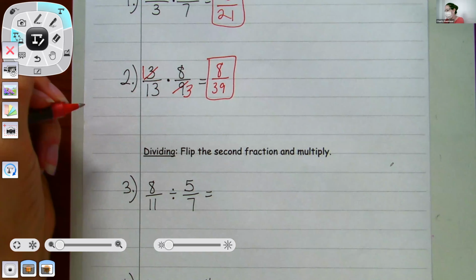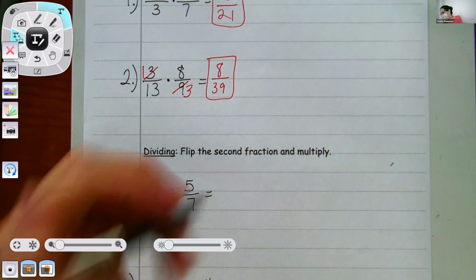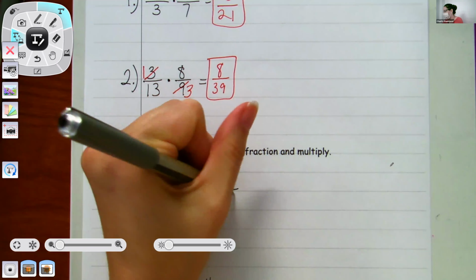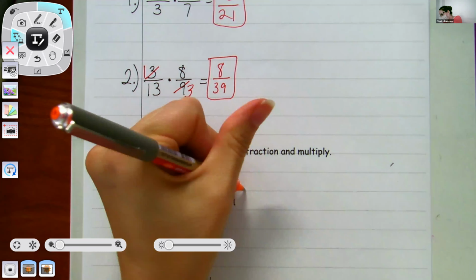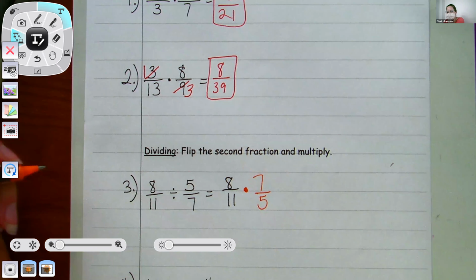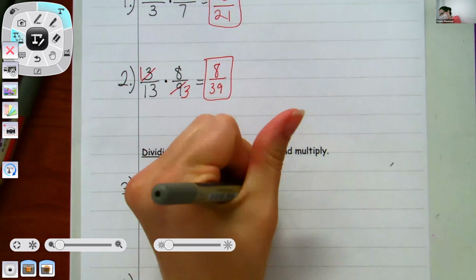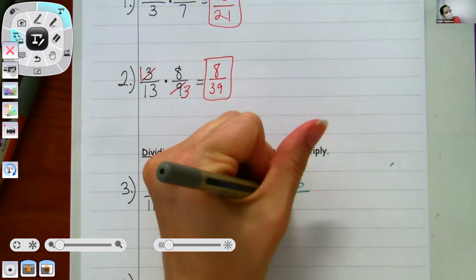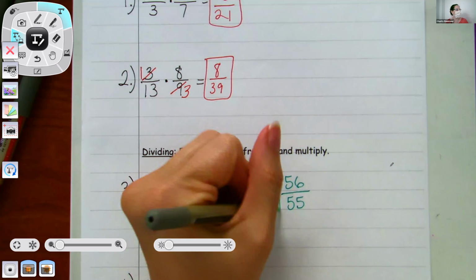And then whenever you're dividing, you're just going to flip the second fraction and multiply. So this will be 8 over 11 times 7 over 5. And then there's nothing to reduce, so just multiply straight across. So 8 times 7 is 56, and 11 times 5 is 55. So 56 over 55 is the answer.